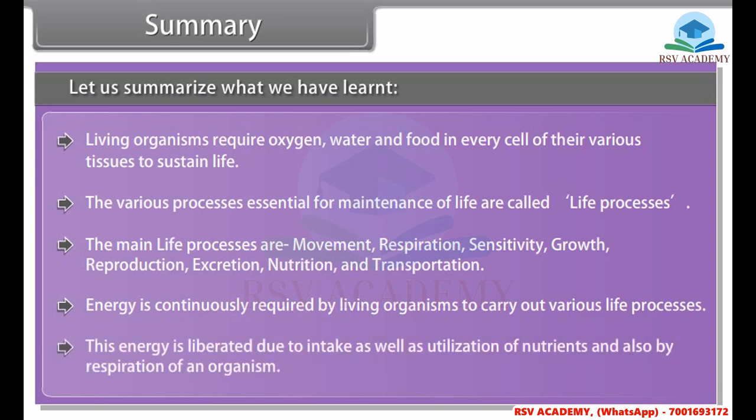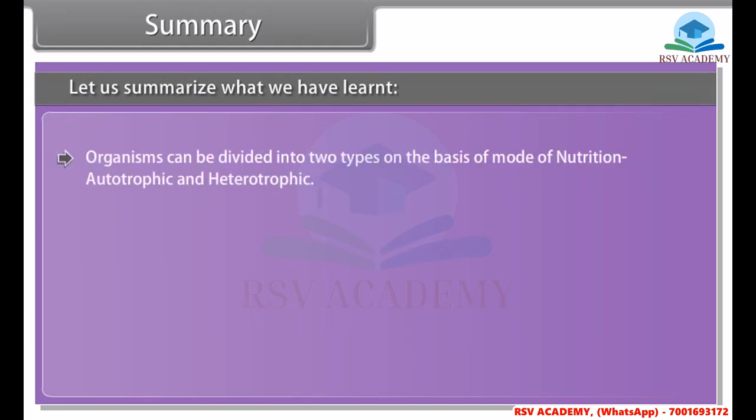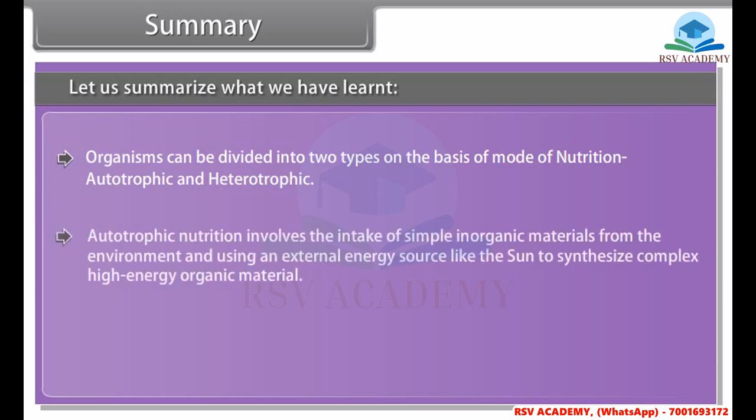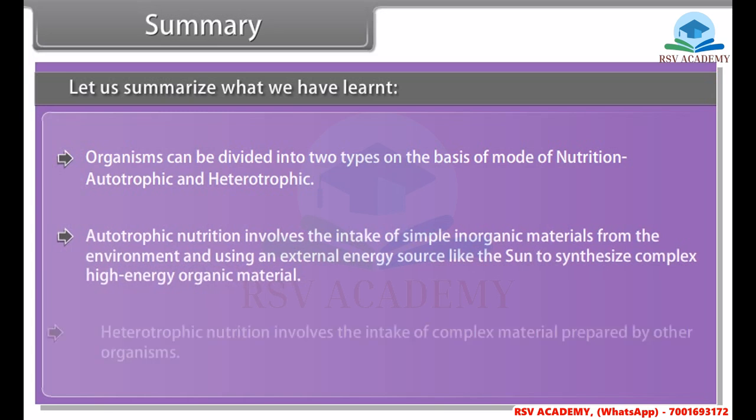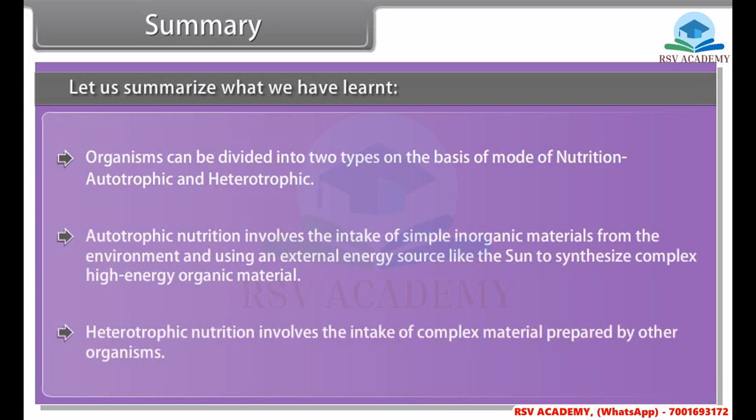This energy is liberated due to intake as well as utilization of nutrients and also by respiration of an organism. Organisms can be divided into two types on the basis of mode of nutrition: autotrophic and heterotrophic. Autotrophic nutrition involves the intake of simple inorganic materials from the environment and using an external energy source like the sun to synthesize complex, high-energy organic material. Heterotrophic nutrition involves the intake of complex material prepared by other organisms.